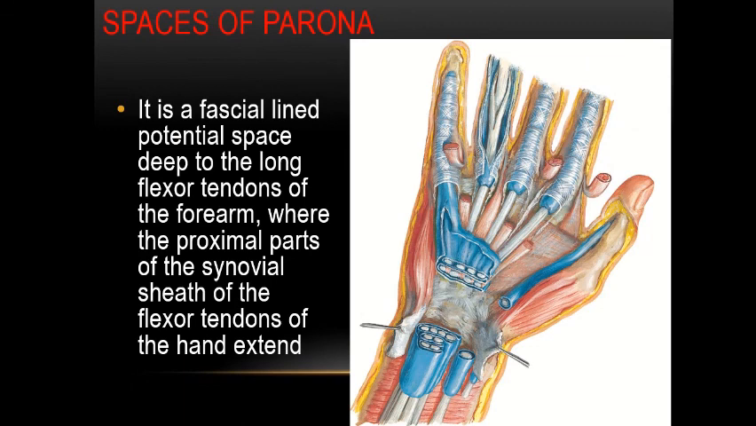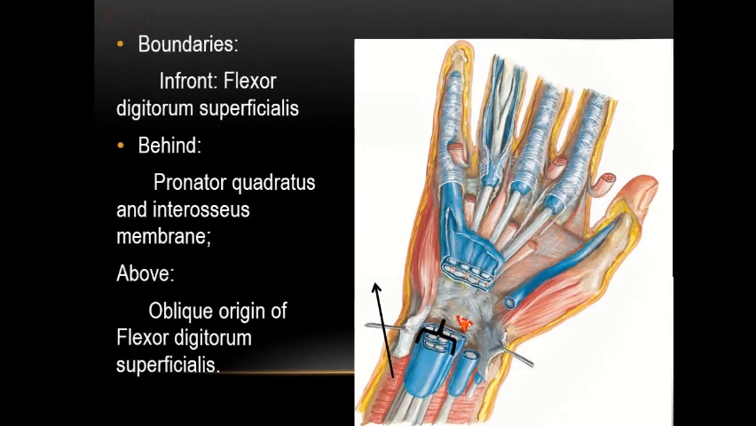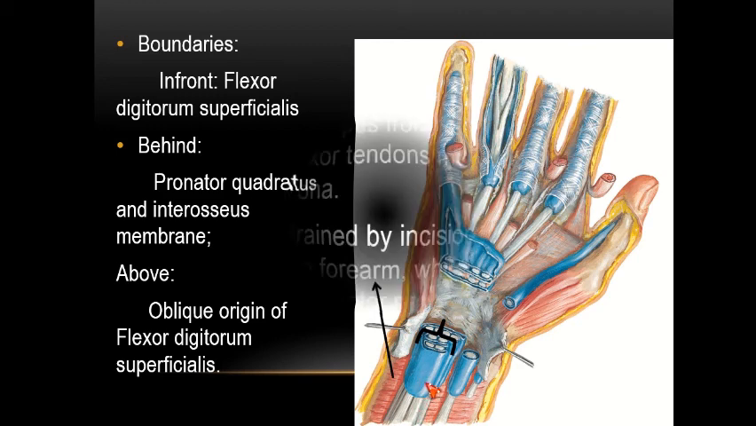And lastly, we are going to discuss the space of Parona. The space of Parona is a fascia-lined potential space deep to the long flexor tendons of the forearm, where the proximal part of the synovial sheath of the flexor tendons of the hand extends. Just below all the tendons, you can identify the space of Parona. The boundaries: in front it is related to the flexor digitorum superficialis, and behind it is related to the pronator quadratus. Here you can see that. And above, it is related to the oblique origin of flexor digitorum superficialis.